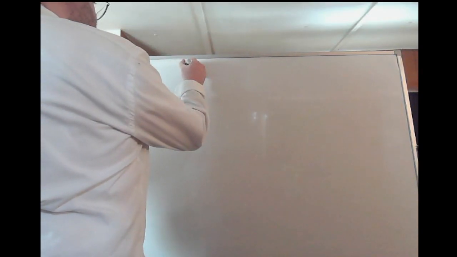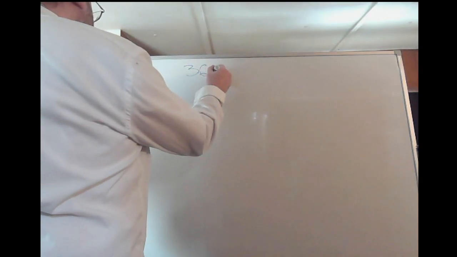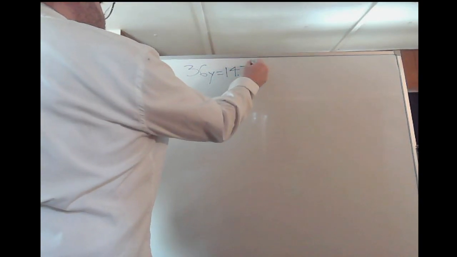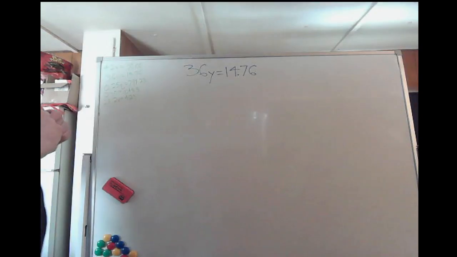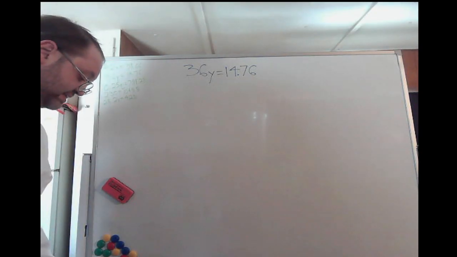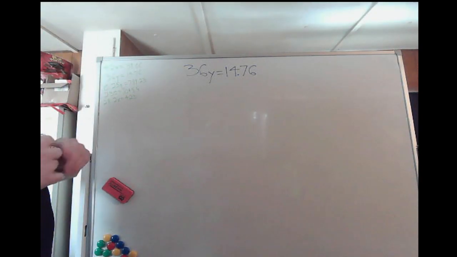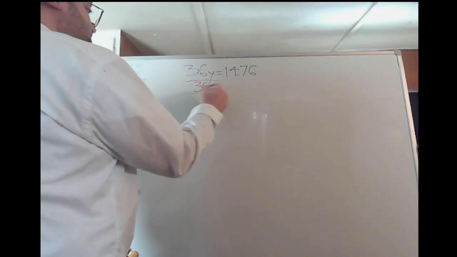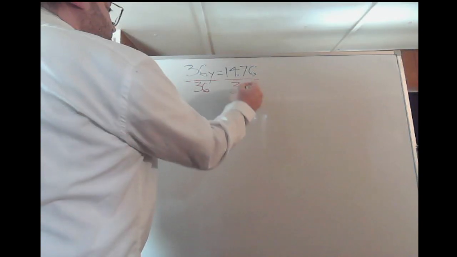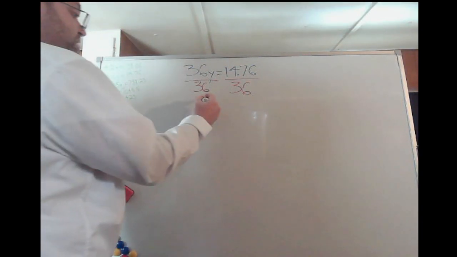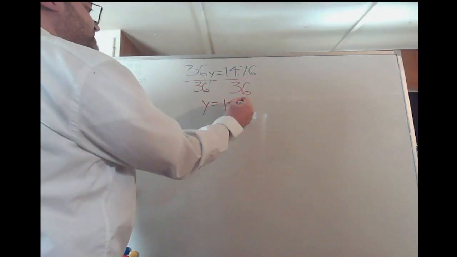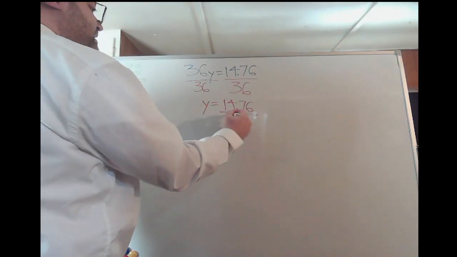Let's say I give you 36y is equal to 14.76. Well, obviously the goal is to get y by itself. Well, in order to do that, we're going to have to divide both sides by 36. So let's go ahead and do that here. You divide both sides by 36, you'll get y by itself. So y will equal 14.76 divided by 36.